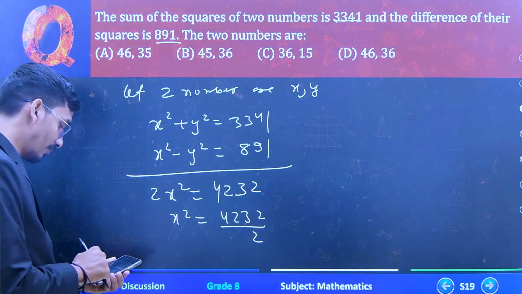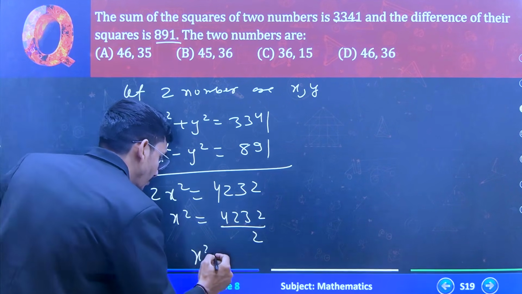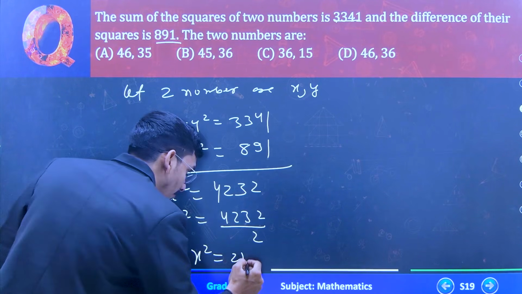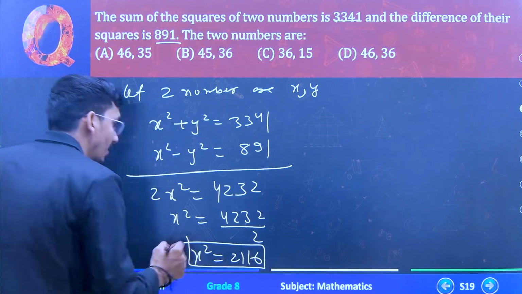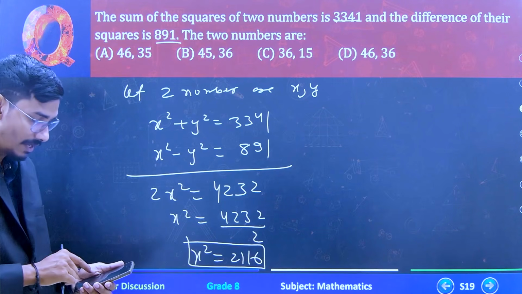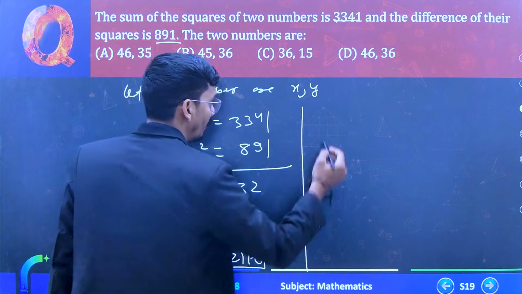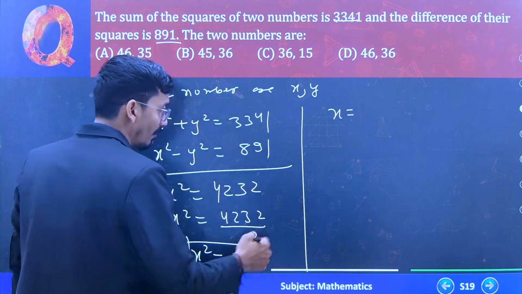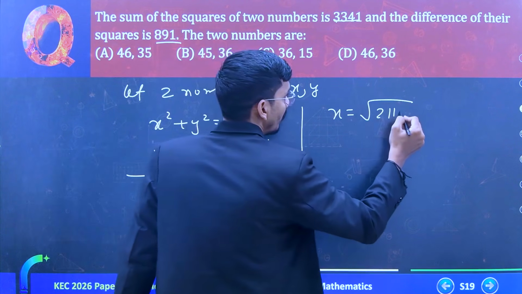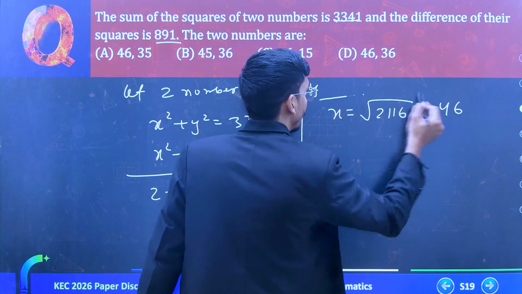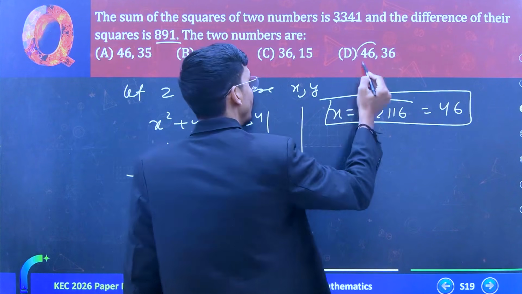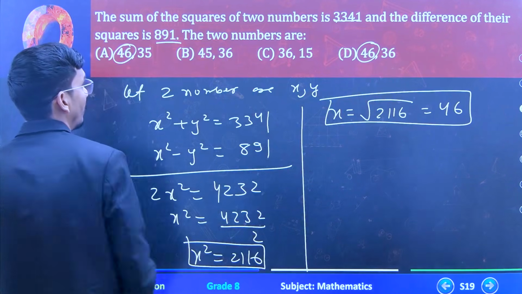4232 divided by 2, we will get x square equals 2116. If x square equals 2116, so what is x, beta? From this, x equals the square root of 2116. That is 46. According to this, which option is correct? Either first or fourth.